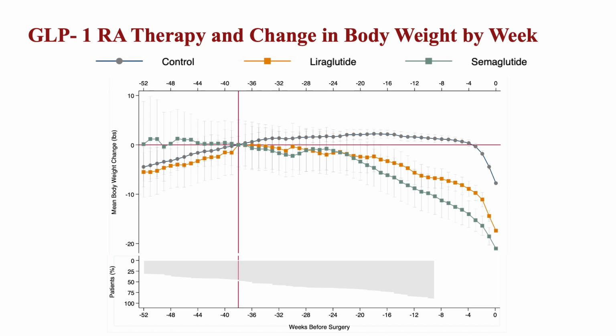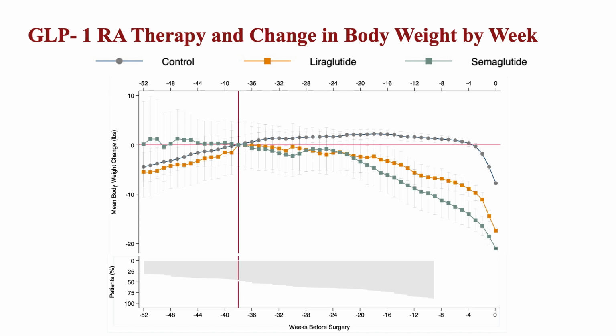On the bottom graph is a cumulative density plot. And this is showing the accumulation of patients on GLP-1 over the course of the year. So about 35% of our patients were on a GLP-1 at the beginning of the year before their surgery, and then everyone else joined in throughout that year. The median time for starting a GLP-1 was 38 weeks in this group. And that's represented by the red line here.